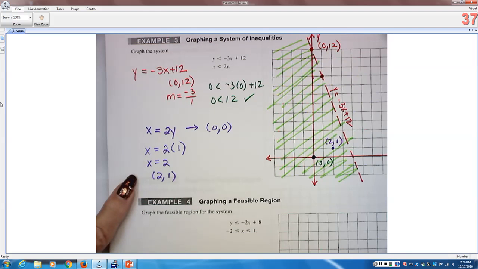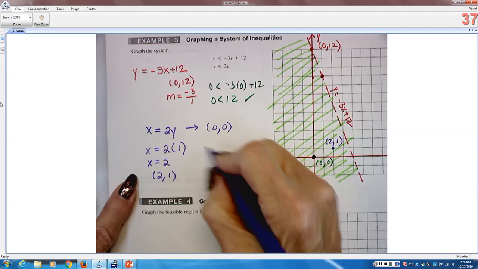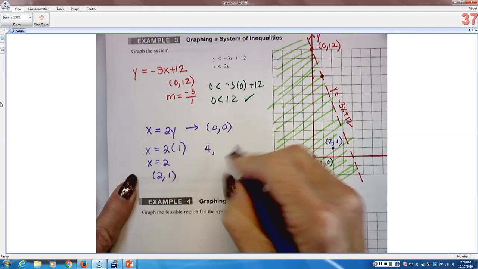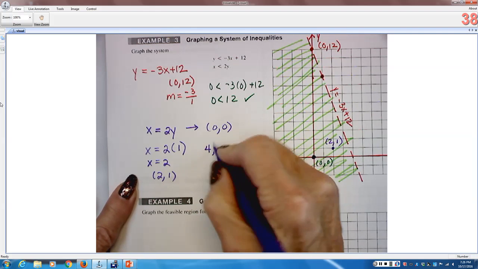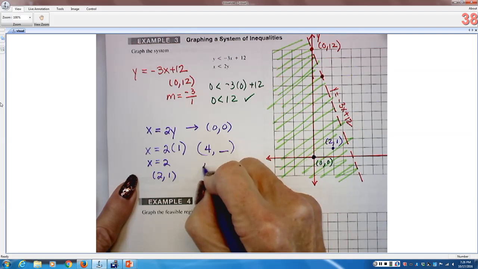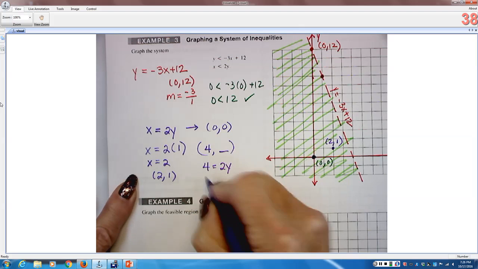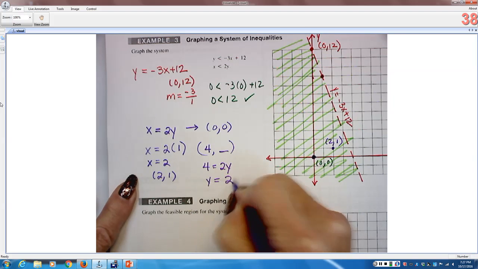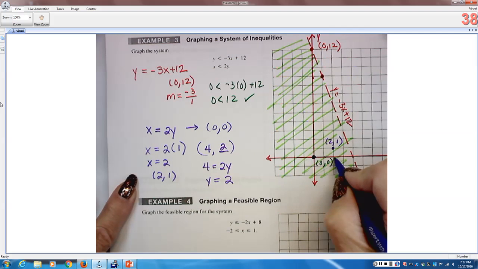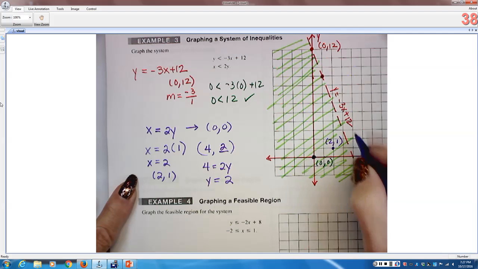Or you may have wanted to pick x to be a different number, or given a value to x and figure out what y is. So let's say we had chosen x to be 4 and want to find out what y is. Well, 4 equals 2y. That means y is equal to 2. So the point 4, 2 should be on that line. 1, 2, 3, 4, and up 1, 2.